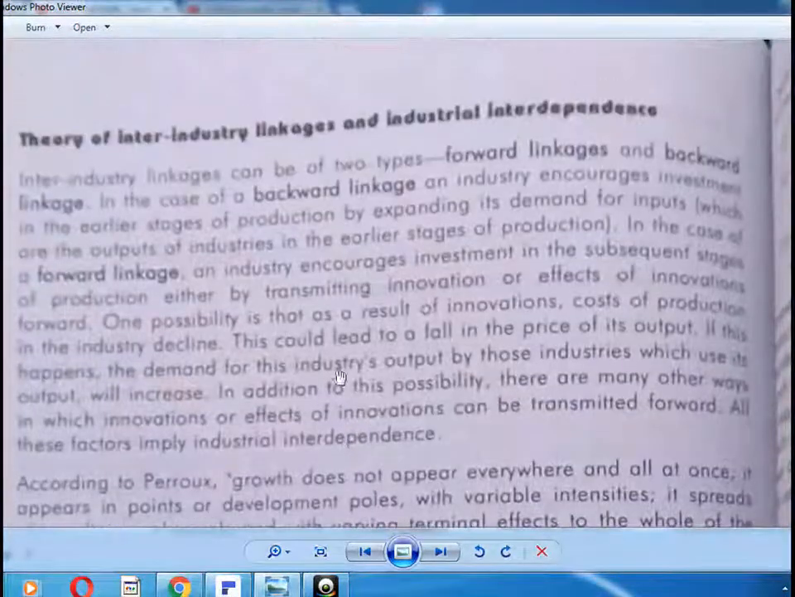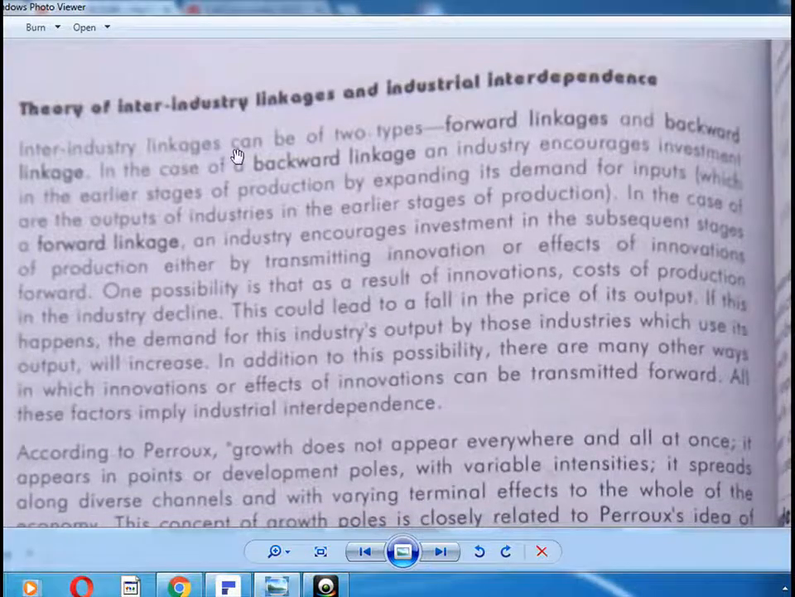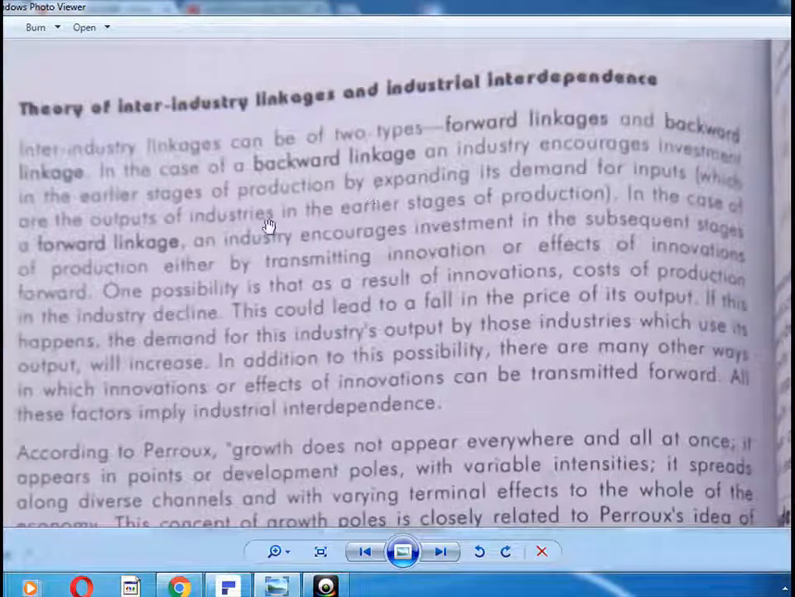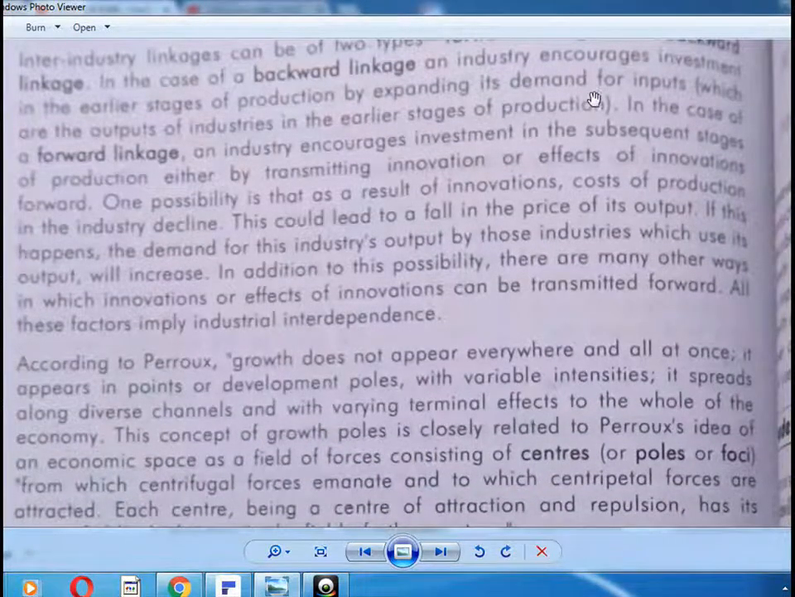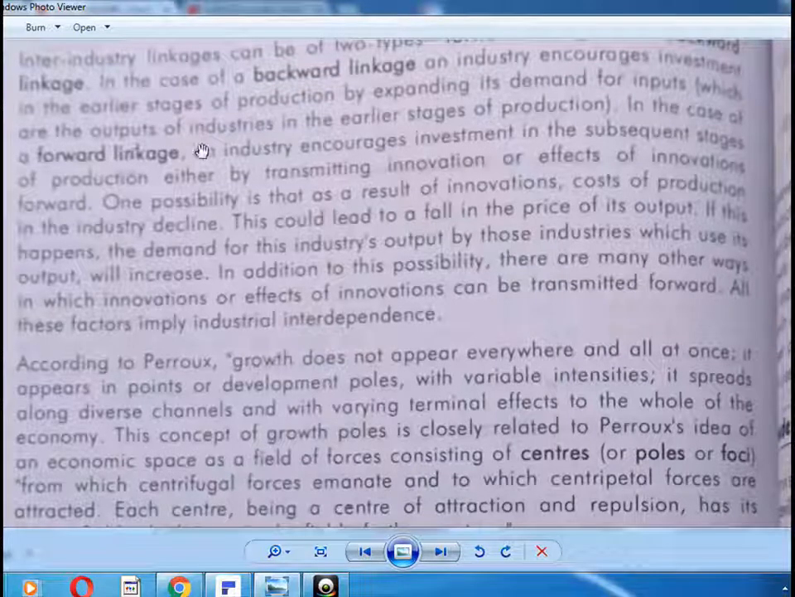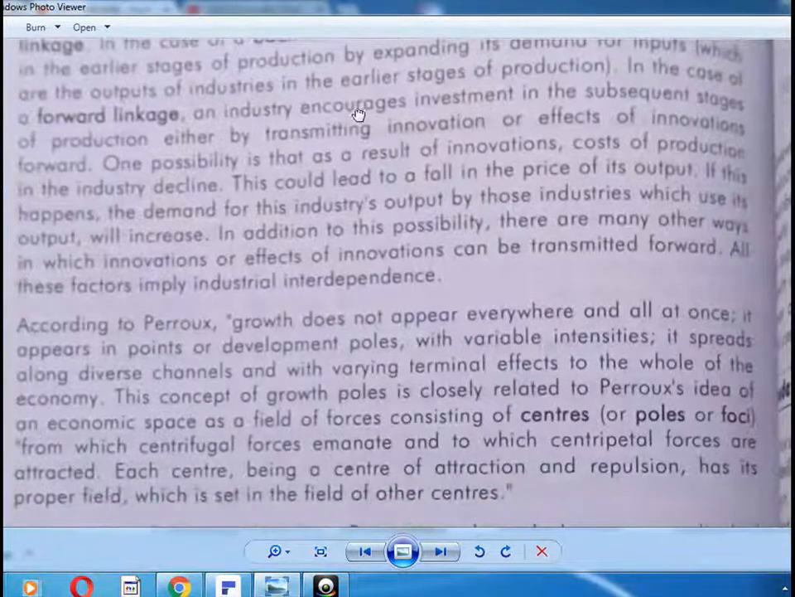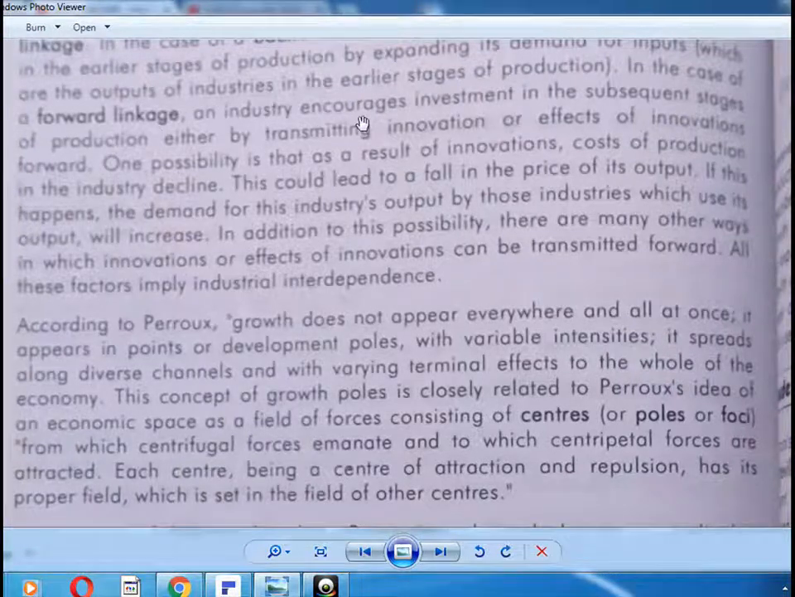So it is the theory of inter-industry linkages and industry interdependence. Inter-industry linkages can be of two types, forward and backward. In the case of backward linkage, an industry encourages investment in the early stage of production by expanding its demand for inputs, which are the outputs of industries in the earlier stage of production. In the case of forward linkages, an industry encourages investment in the subsequent stages of production, either by transmitting innovation or the effects of innovation forward.